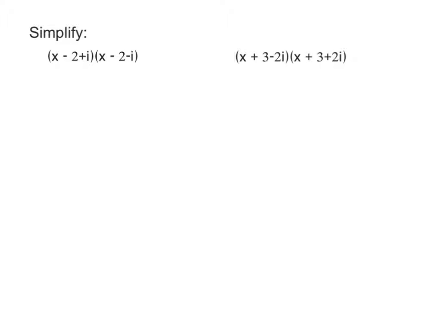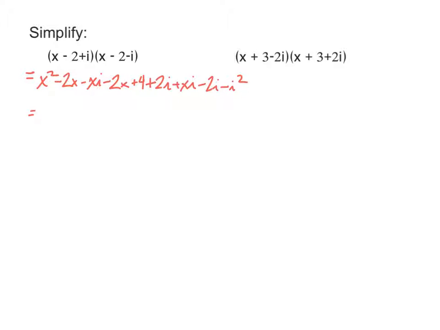Let's practice doing some multiplying. If we were going to multiply this type of problem together, what you would probably do is distribute the x first to get x squared minus 2x minus xi, and then distribute the minus 2 to get minus 2x plus 4 and plus 2i, and then distribute the i to get plus ix or xi and minus 2i and minus i squared, and then combine all the like terms.